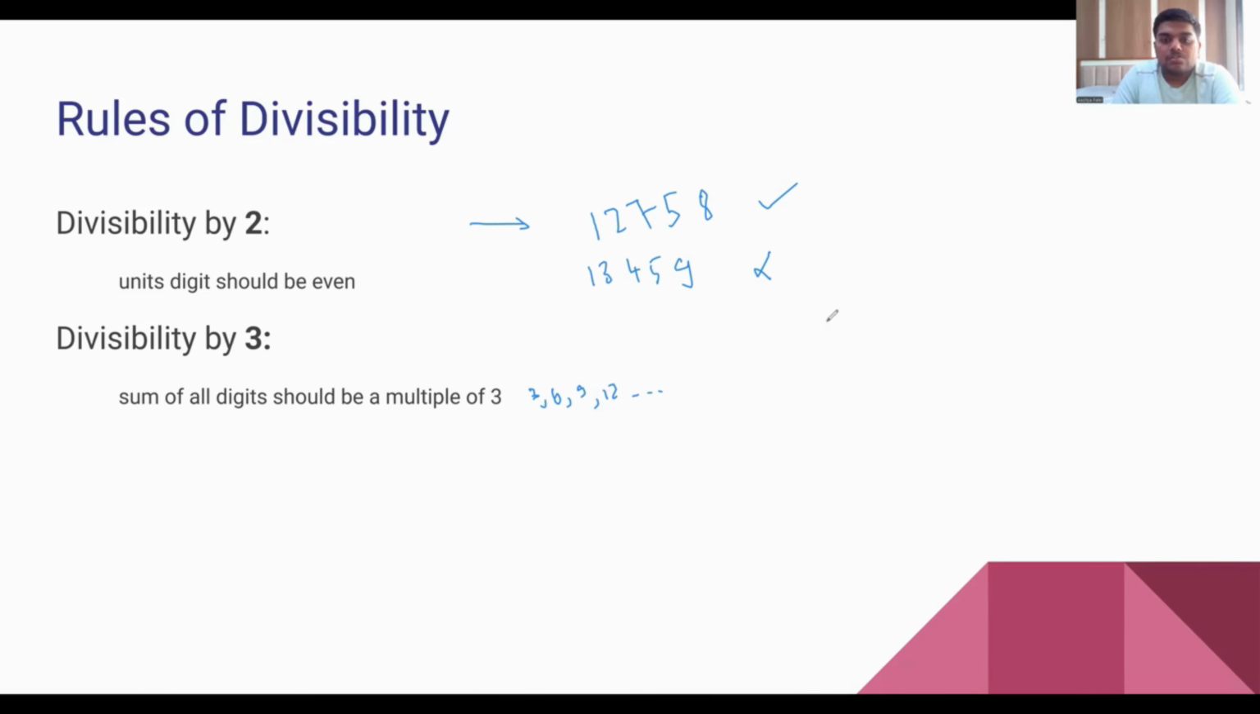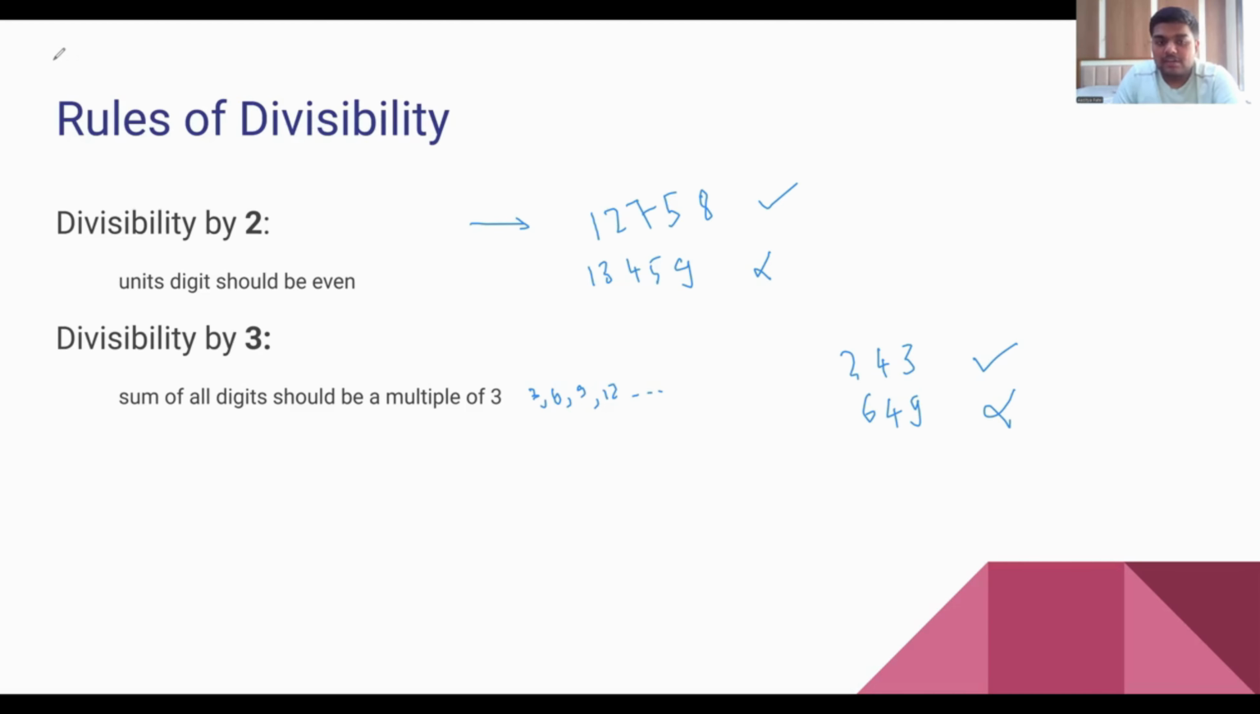Okay. So 243. What is the sum of digits? 2 plus 4, 6, 6 plus 3, 9. So this is divisible by 3. And if we had taken a number 649, let us say, so 4 plus 9, 13, 13 plus 6, 19. This is not divisible by 3. So this is about divisibility by 3.